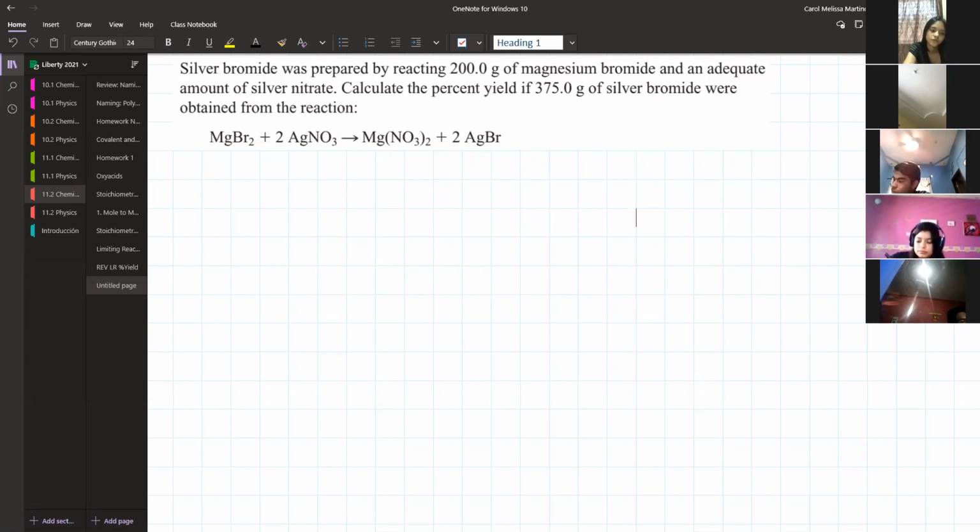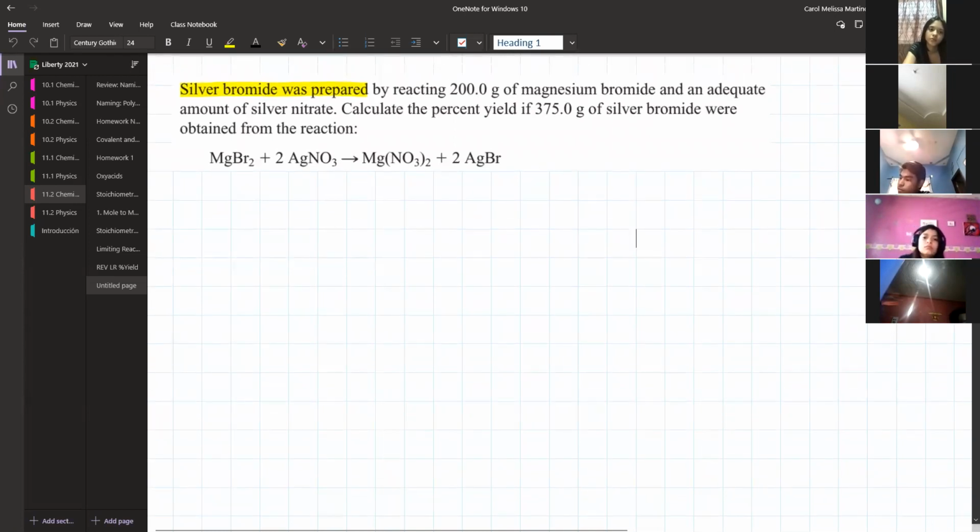We need to gather the information. It says silver bromide was prepared. Now, in that part, the problem tells me what is the product that I care about. So silver bromide in this case is the product, okay? The product that you will work with, okay? So silver bromide was prepared by reacting 200 grams of magnesium bromide.